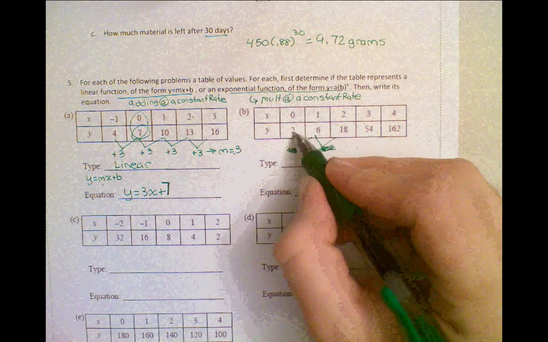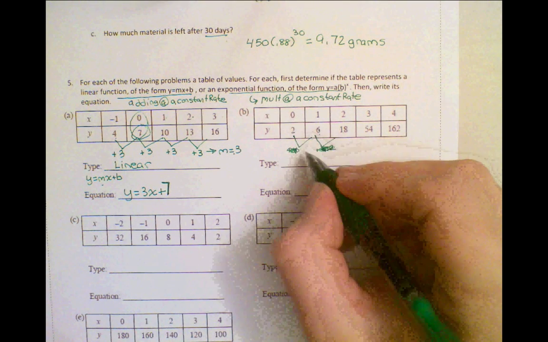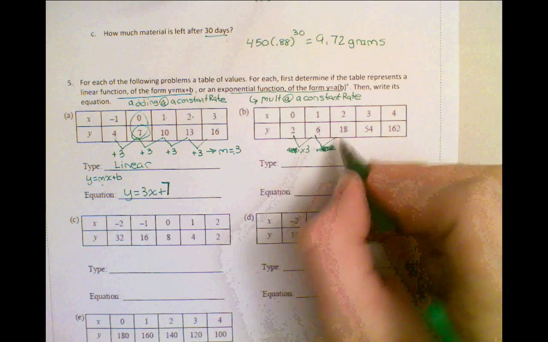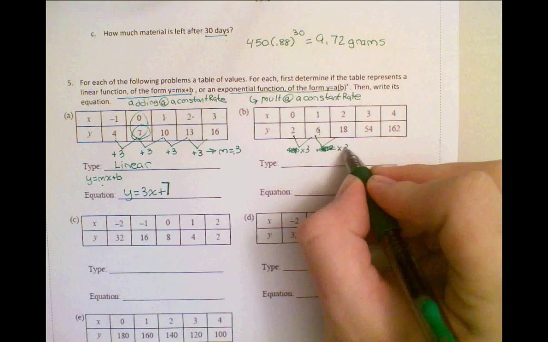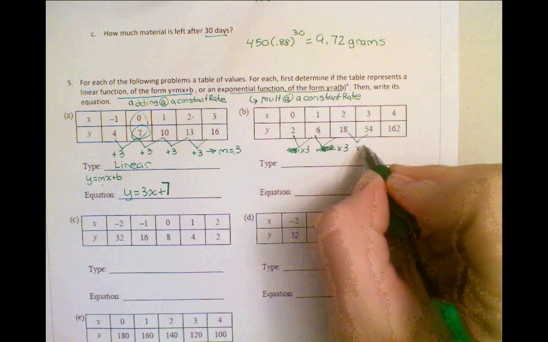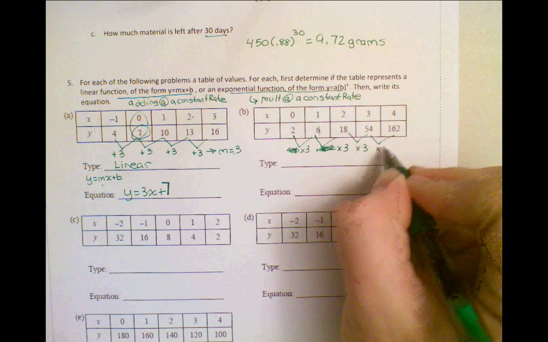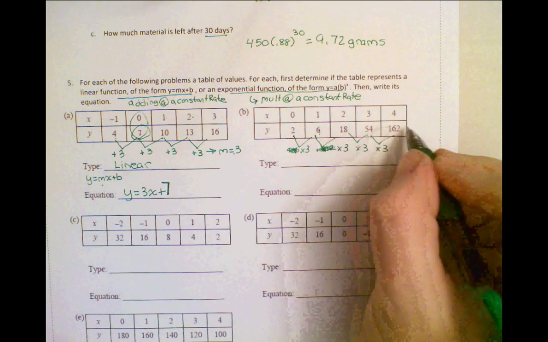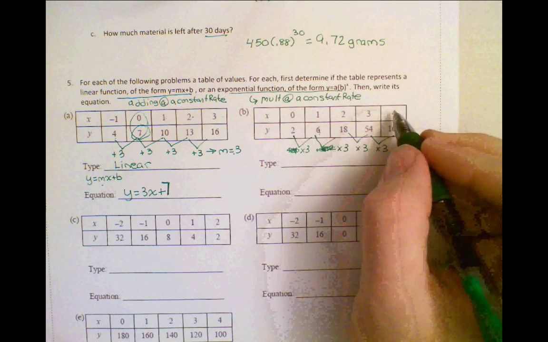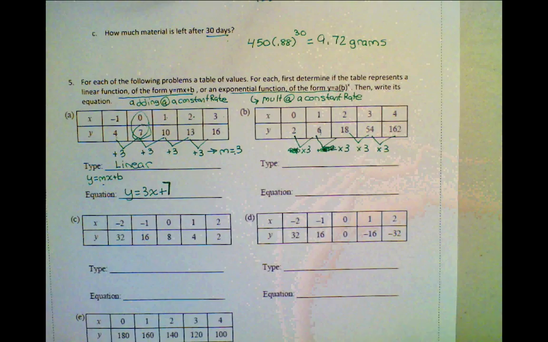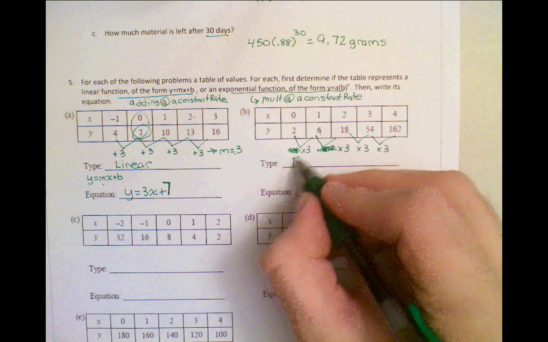Now, let's check. 2 times what will give me 6? 3. 6 times 3 gives me 18. Oh, look at that. It keeps working. Okay. Everything is being multiplied by 3. I'm still going in constant order, so 0, 1, 2, 3, 4. So we know it's going to be an exponential equation.